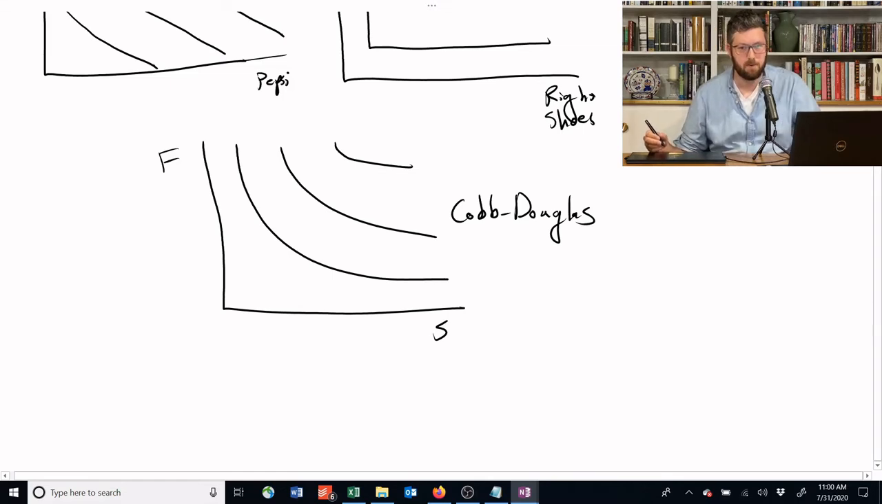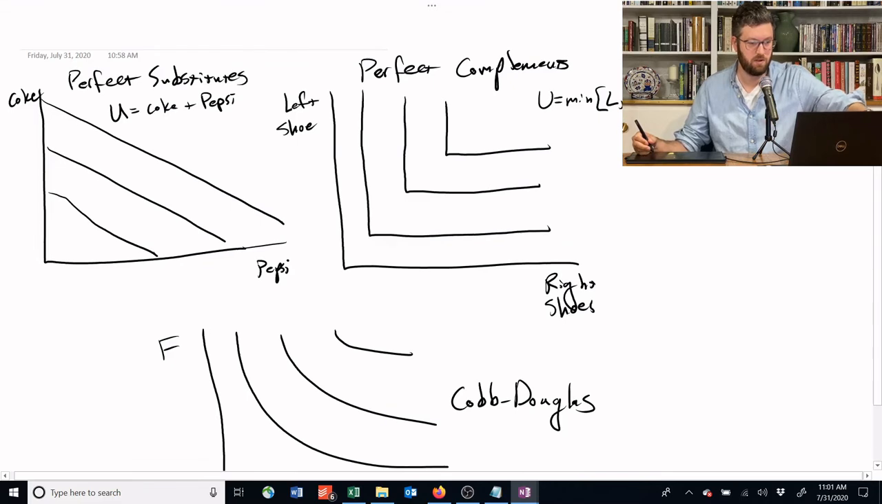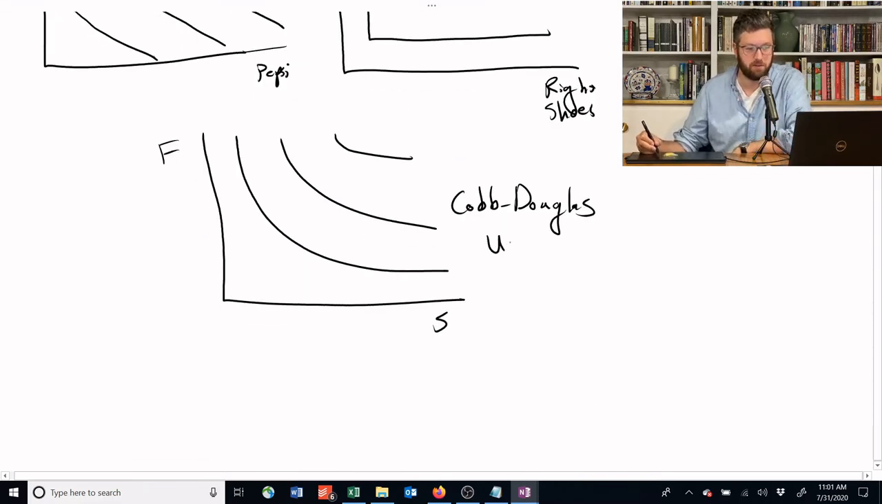Just as before, here are the equations that go with these. For perfect substitutes, utility is equal to something like Coke plus Pepsi. For perfect complements, it might be utility equal to the minimum of left shoe and right shoe. And for Cobb-Douglas, it might be utility equal to F to the 1/2 times S to the 1/2.